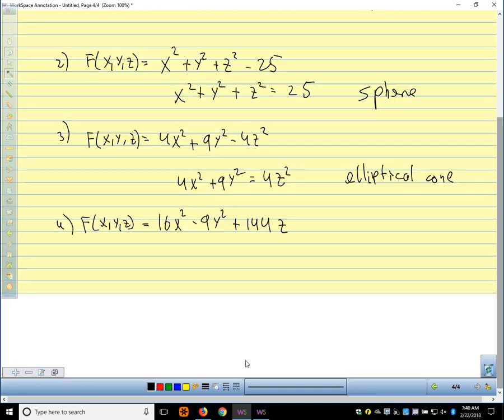So we're saying 16x squared minus 9y squared plus 144z. Oh, it's a saddle. Saddle, hyperbolic paraboloid. Because this is going to give us hyperbolas, and these are going to give us parabolas. So hyperbolic paraboloid, saddle shape, a Pringles.